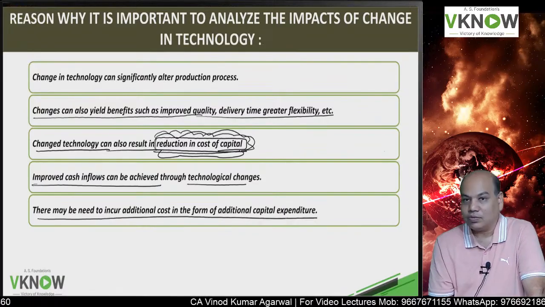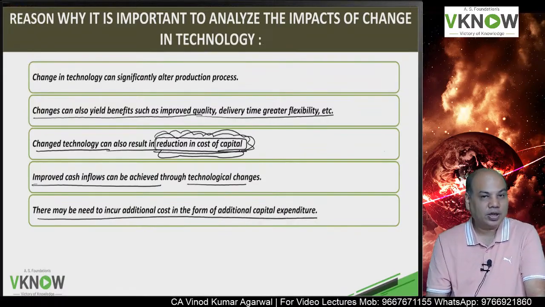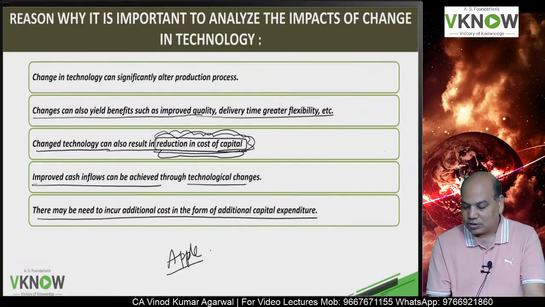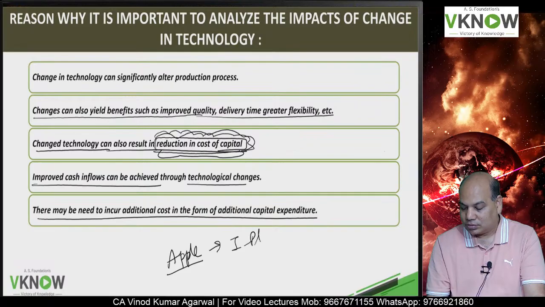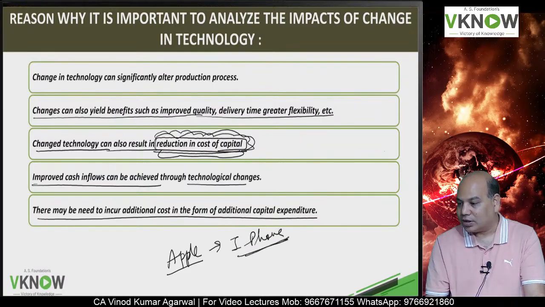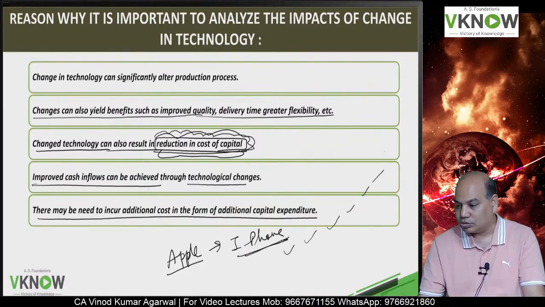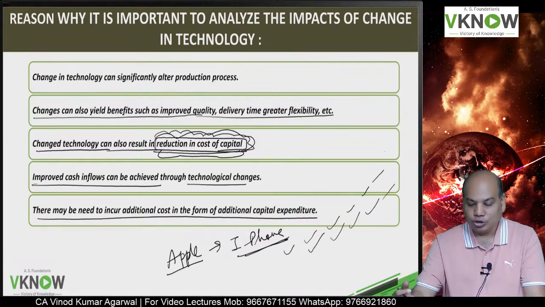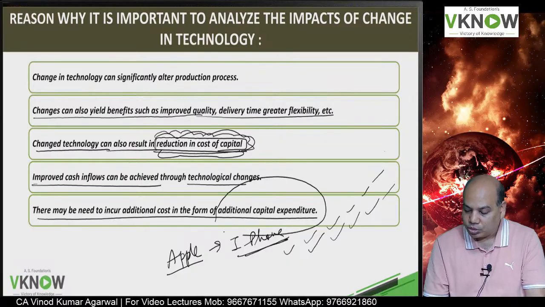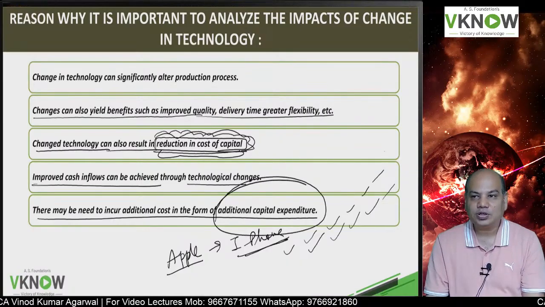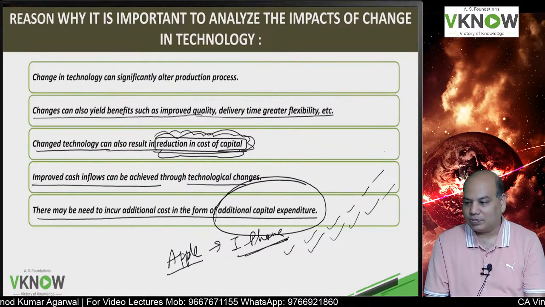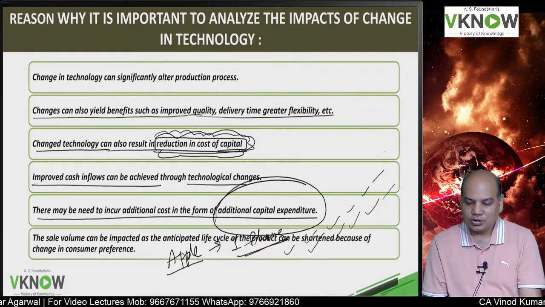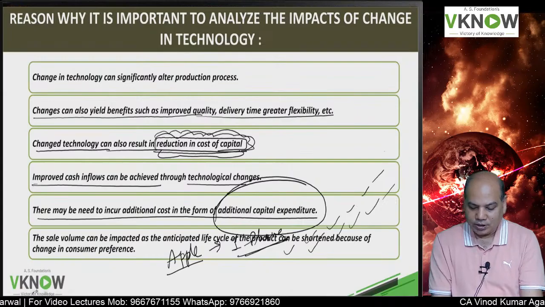Technological changes will require additional capital expenditure. Every year, do you think this Apple company which sells iPhone, are they selling the same model every year? No. Every year or every 2 years, they will come out with a new model, which means they are putting more and more expenditure on research and development. So continuous capital expenditure will be required.